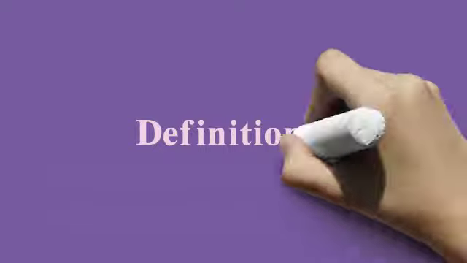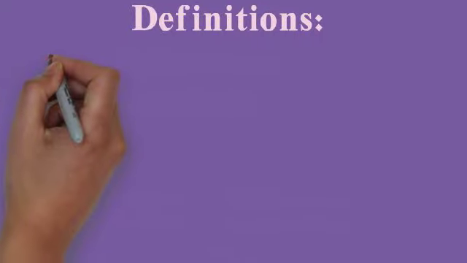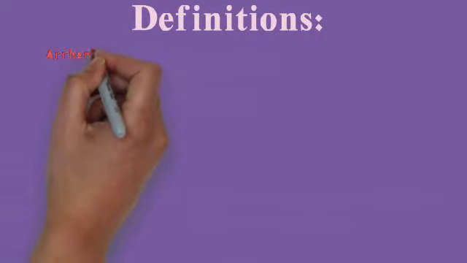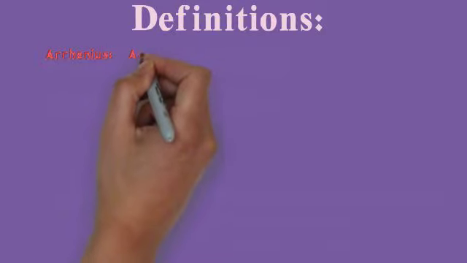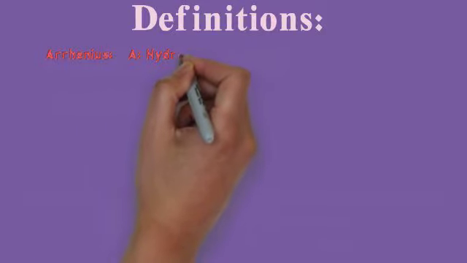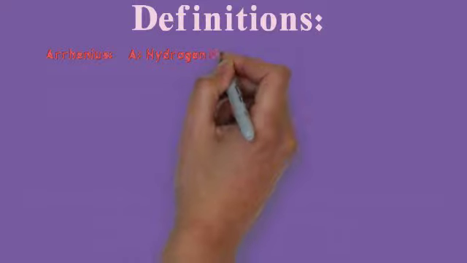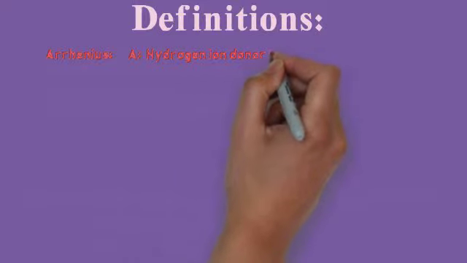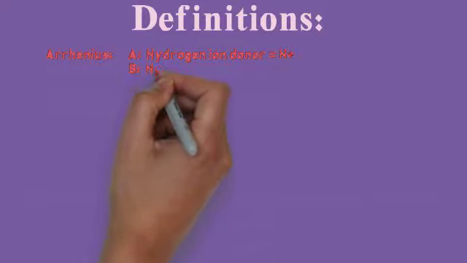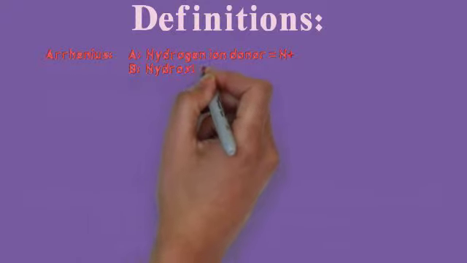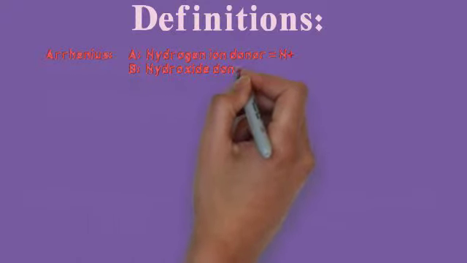Let's review the definitions for an acid and a base. There are two that we look at. The first one is by Arrhenius. He defined an acid as a hydrogen ion donor, an H+ donor. He defined a base as a hydroxide donor. Remember, that's OH negative.